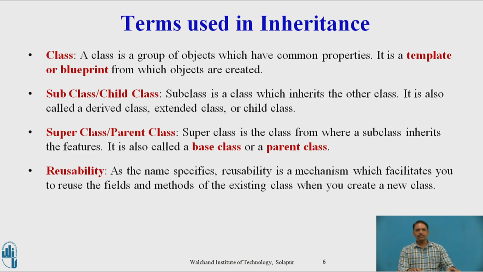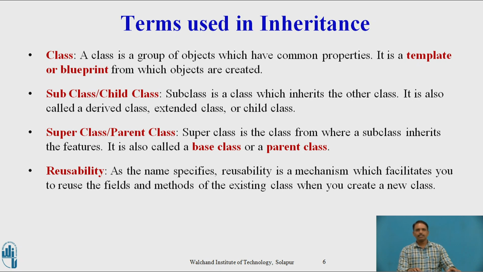Now these are the different important terms that are used in inheritance. Let us understand what we mean by class first. A class is a group of objects which have common properties. All the objects belonging to a particular class have some common properties and attributes. It is also called a template or blueprint from which objects are created.